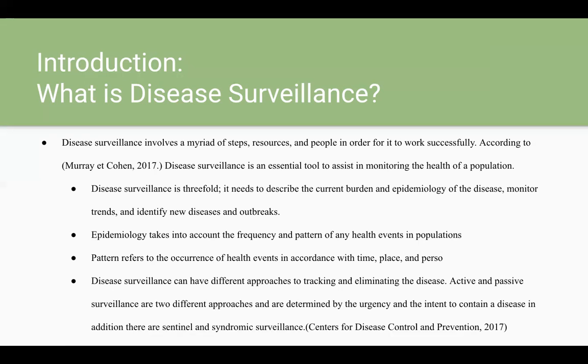It is threefold, meaning it needs to describe the current burden of epidemiology or disease, monitor trends, and identify new diseases and outbreaks. Disease surveillance includes epidemiology, which takes into account the frequency and pattern of any health events in populations. Pattern refers to the occurrence of health events in accordance with time, place, and person.